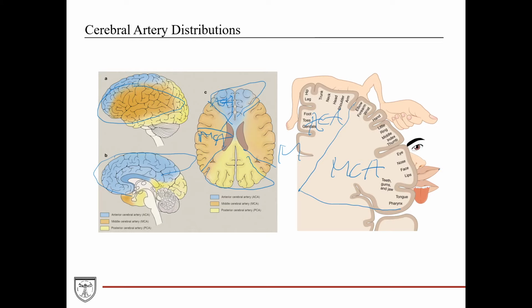And you could also see that facial drooping that you hear about as well. From a motor and a sensory aspect, these are really important to keep straight. So ACA is more lower extremity, MCA is more upper extremity and facial droop. And it all comes back to these distributions.